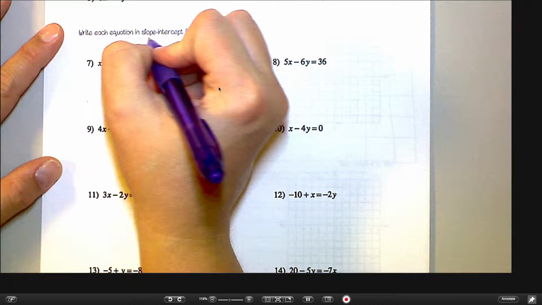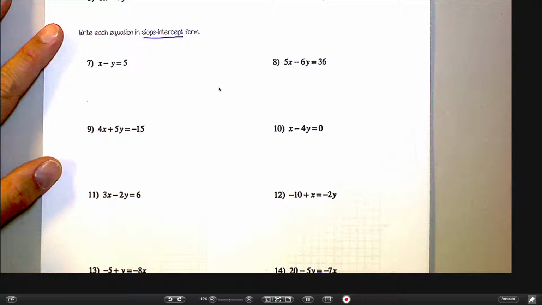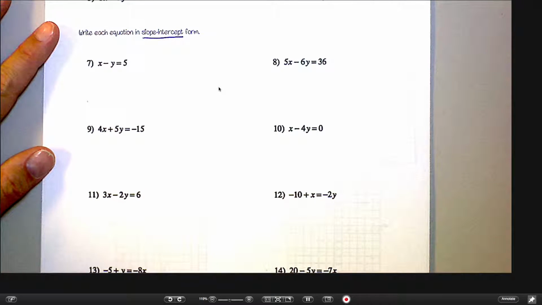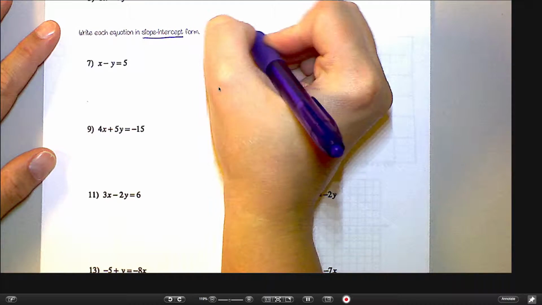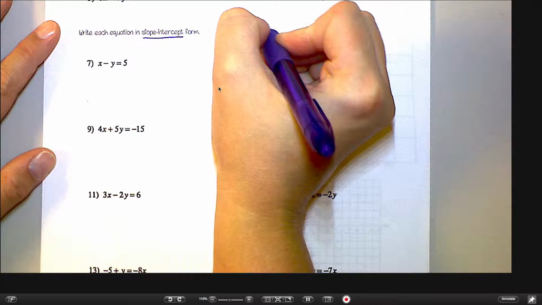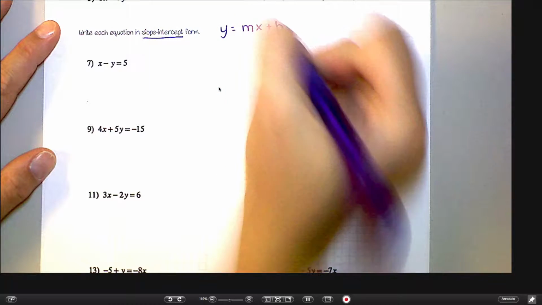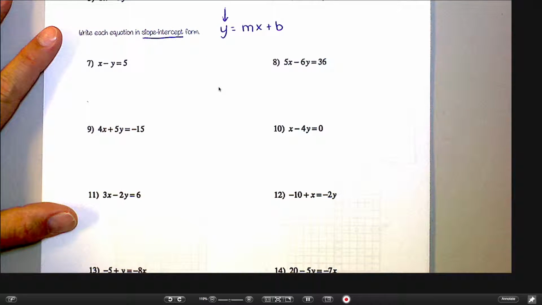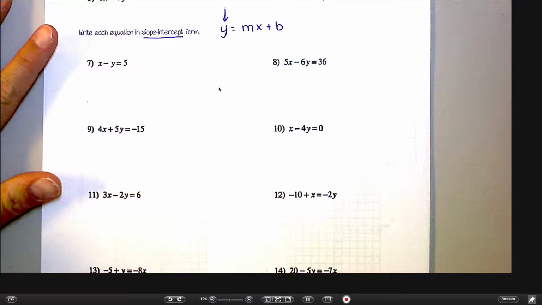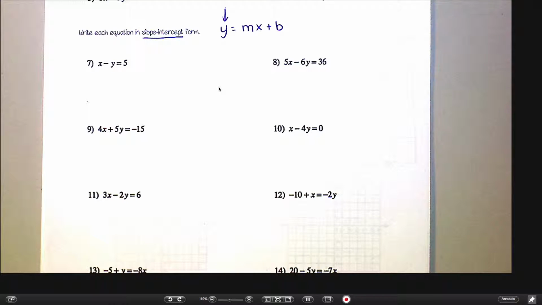Okay, this section wanted you to write it in slope-intercept form. Someone raise your hand and tell me what slope-intercept form looks like. Callista? Okay, so we want it to look like this when we're done. Y equals mx plus b. The big key to slope-intercept form is that the y is by itself. Okay, so that's kind of our goal. Really what we're doing here is solving for y.